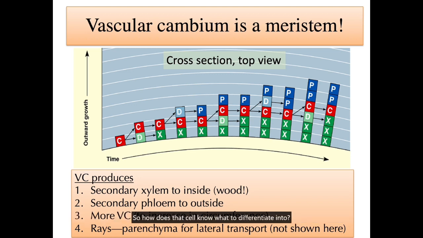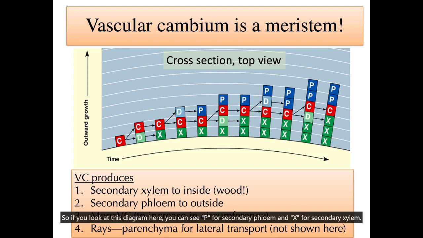So how does that cell know what to differentiate into? Well, the answer is location. If the daughter cell is inside, it will become secondary xylem, and if it's to the outside, it will become secondary phloem. So if you look at this diagram here, you can see P for secondary phloem and X for secondary xylem. That shows you where the inside and the outside of the plant are, because you know phloem is formed to the outside.